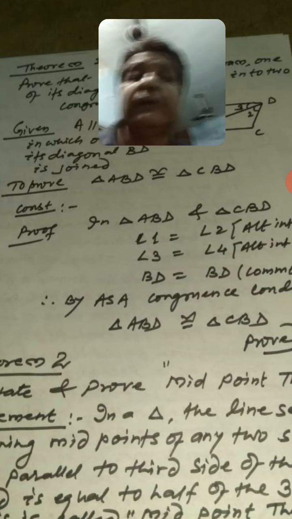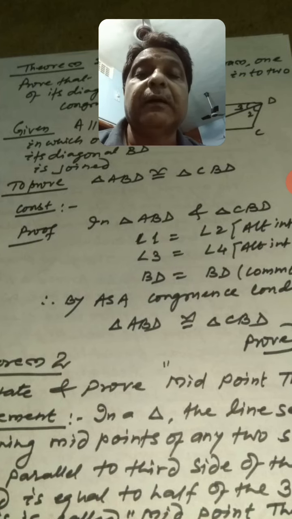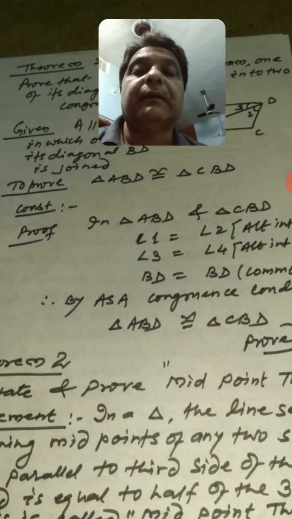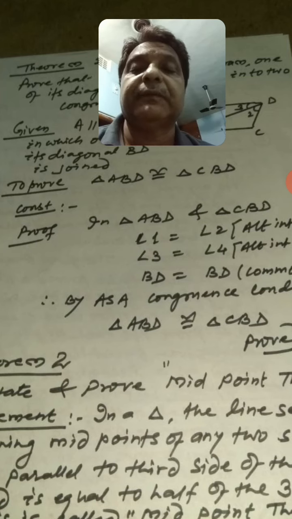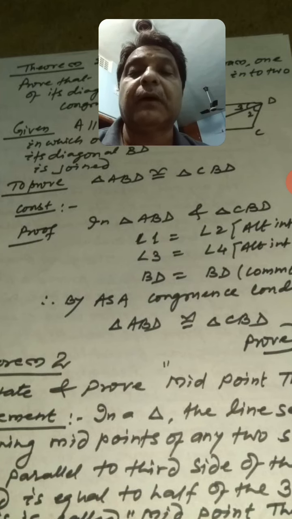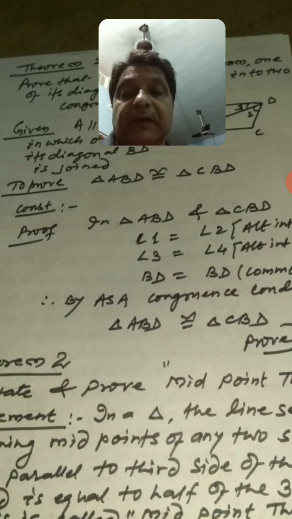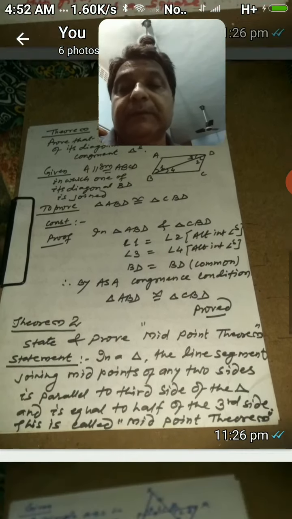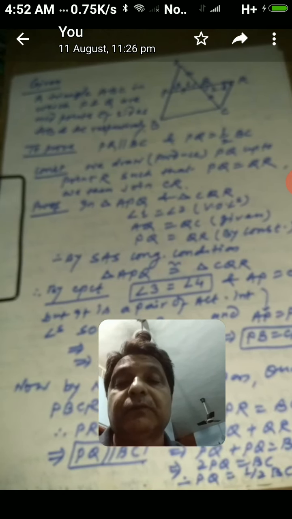So now, after stating the midpoint theorem, I revise it: the line segment joining midpoints of any two sides of a triangle is parallel to the third side and is equal to half of the third side. So now let us try to prove it. First we will list here what is given and what is to be proved.